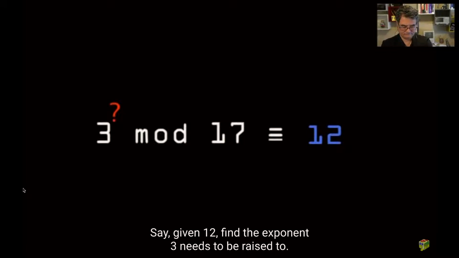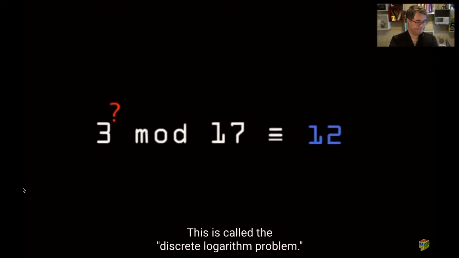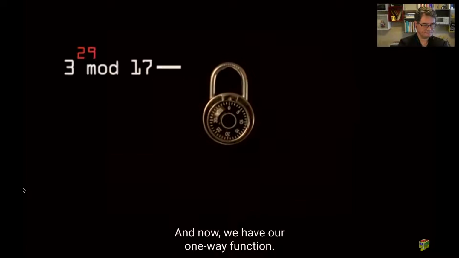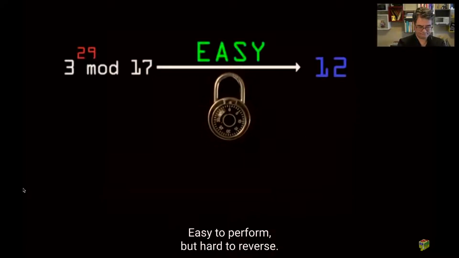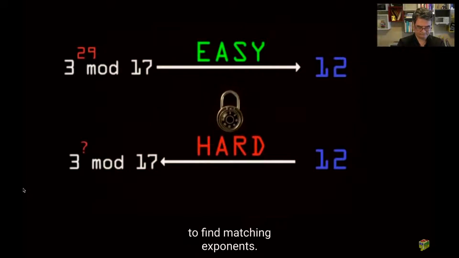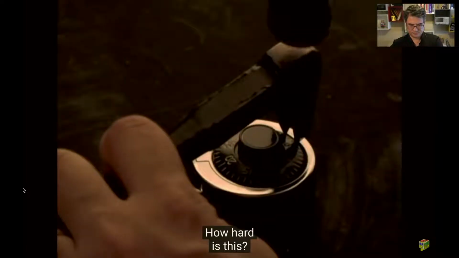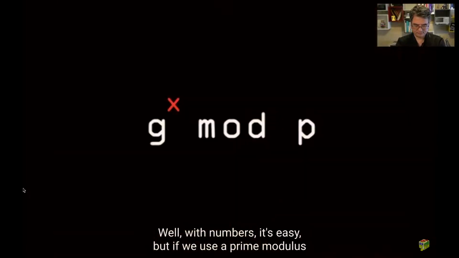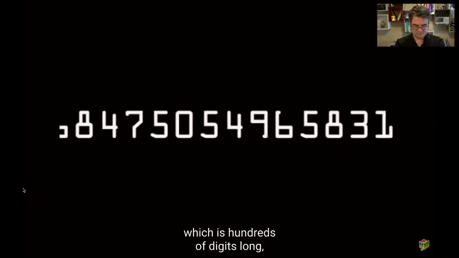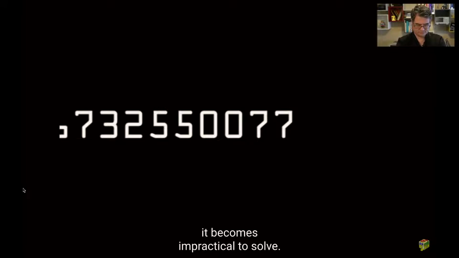Now, the reverse procedure is hard. Say, given 12, find the exponent 3 needs to be raised to. This is called the discrete logarithm problem. And now we have our one-way function, easy to perform, but hard to reverse. Given 12, we would have to resort to trial and error to find matching exponents. How hard is this? Well, with small numbers it's easy, but if we use a prime modulus which is hundreds of digits long, it becomes impractical to solve.